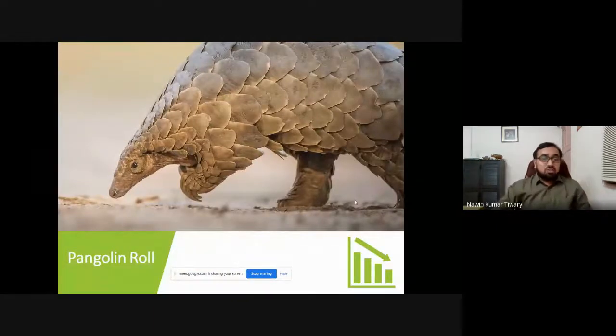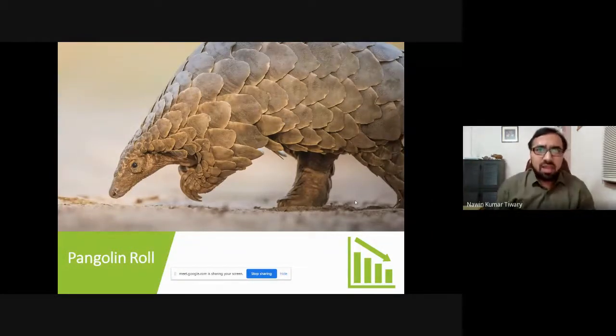Now, the latest story that we have is the pangolin roll. Pangolin is commonly referred to as the scaly anteater, and they are reported to be among the most traded and trafficked wildlife species globally.